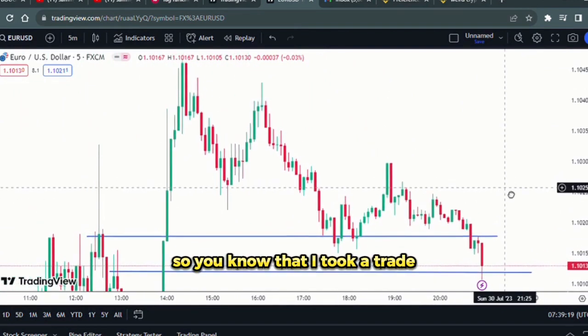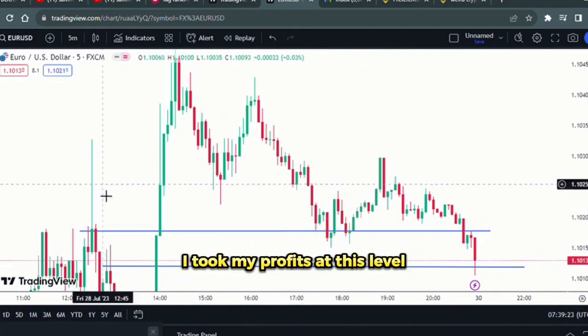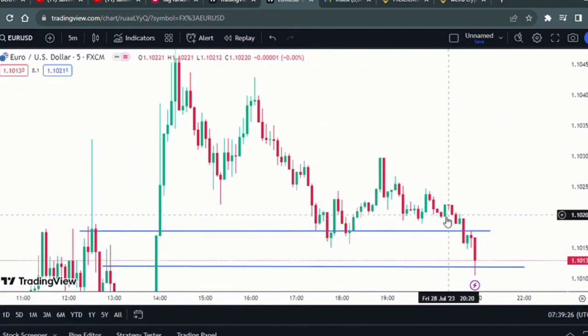So this was how I took a trade. I marked my first take profit at this spot. I took my profits at this level.